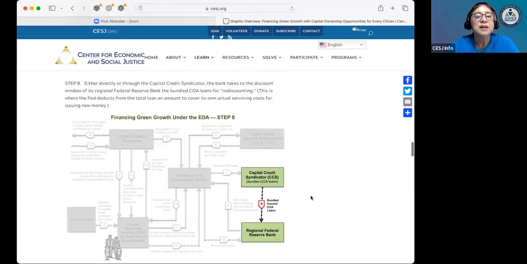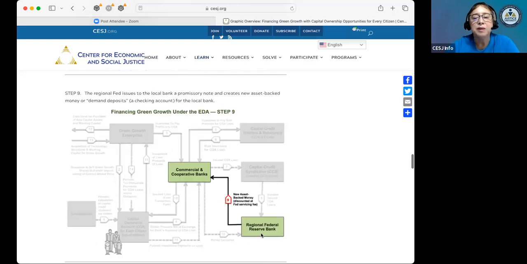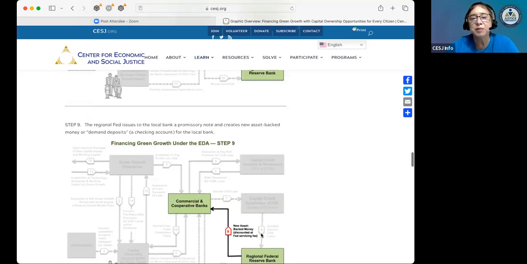Okay, step 8 is then, here we go, after it's bundled, the bank goes to the discount window of the regional Fed for rediscounting. So there's going to be another amount that's taken out of the total loan created so that the Fed can pay for its labor, wages, salaries, whatever expenses it has for creating money. The next step, before I go on, does anyone have any questions? I obviously need some practice in taking questions.